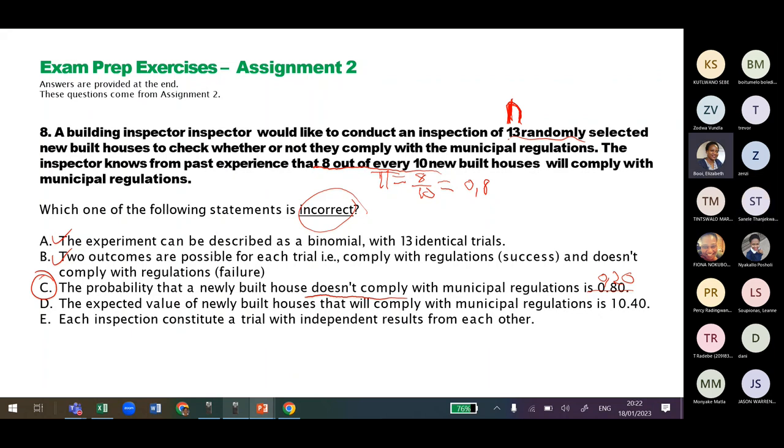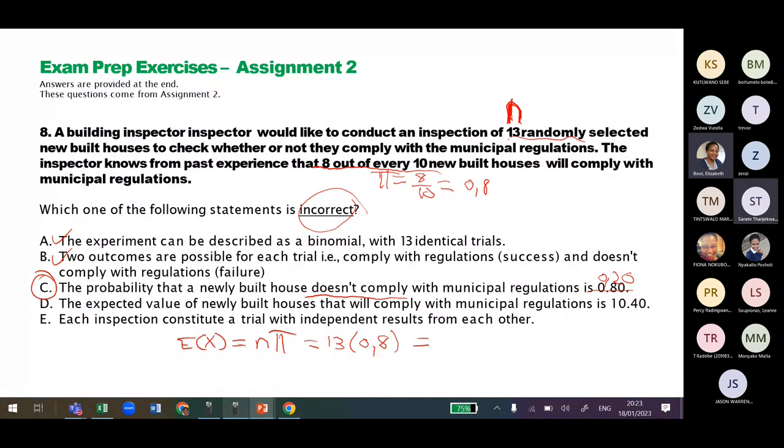What is the expected value of newly built houses? So you need to know how to calculate the expected value of a binomial probability. The expected value of a binomial probability is calculated by N multiplied by the probability of success. Your N is 13, your probability of success is 0.8. And what is the expected value, sorry. 13 times 0.8 is 10.4, which means this is correct.